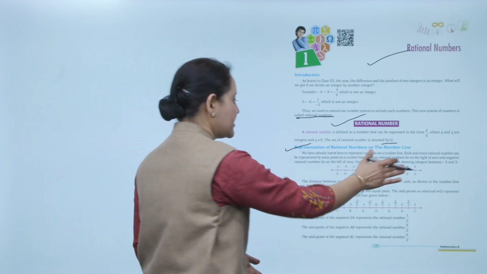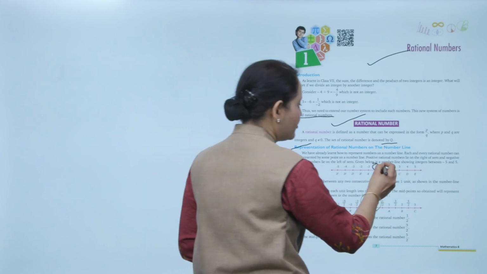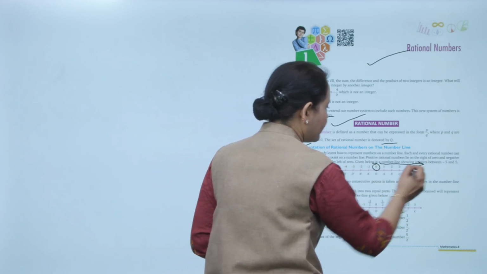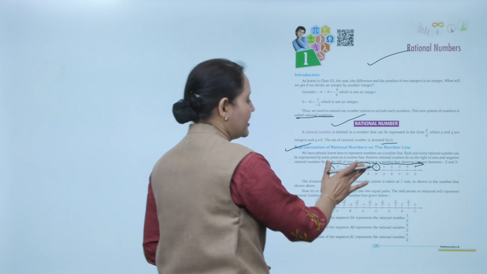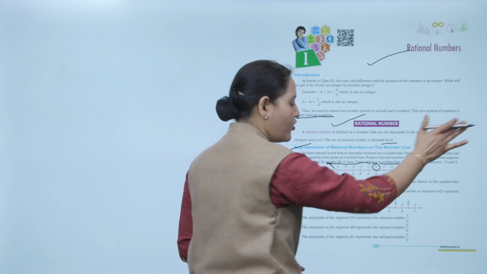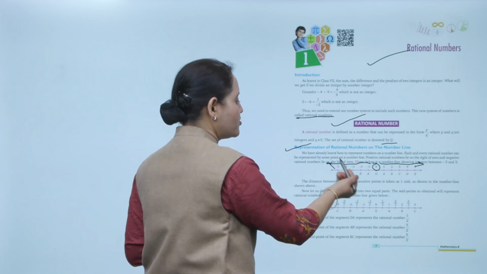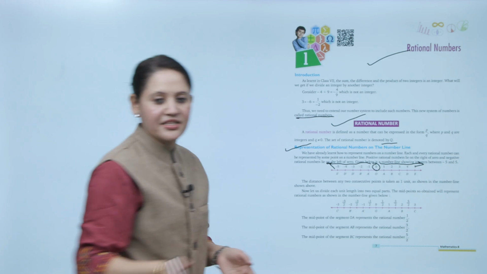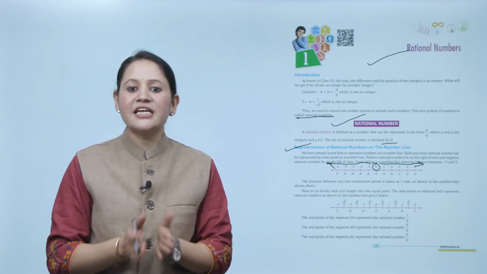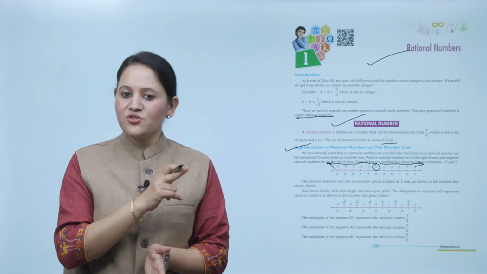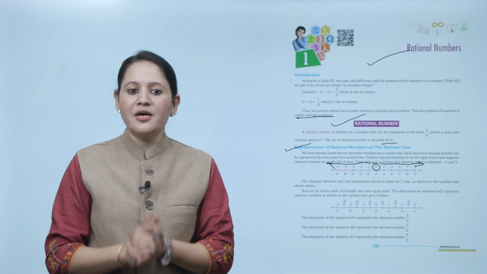So, this is the number line. Here it is 0. If we go right to the 0, all positive numbers. If we go left to the 0, all negative numbers. Like right में जाएंगे तो 0 के 1, 2, 3, 4, 5 and so on. If we move to the left, minus 1, minus 2, minus 3, minus 4, minus 5 like this. The distance between any two consecutive points is taken as 1 unit. Consecutive means जो लगातार आ रहे हैं. As shown in the number line above.